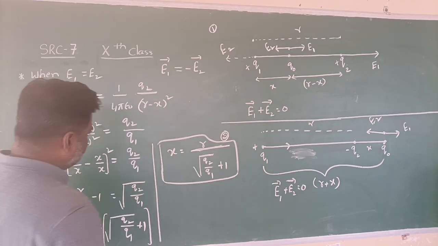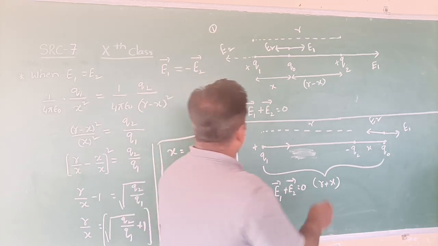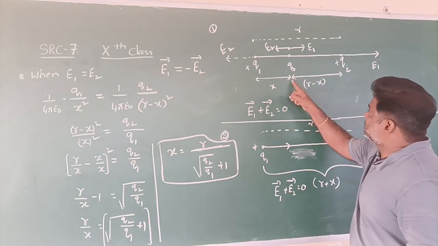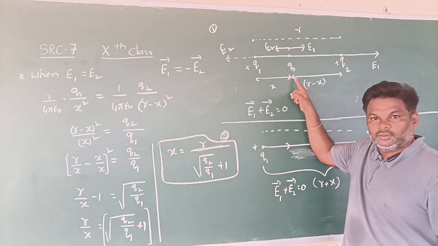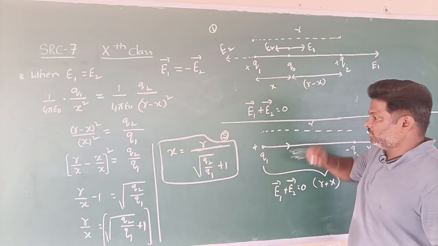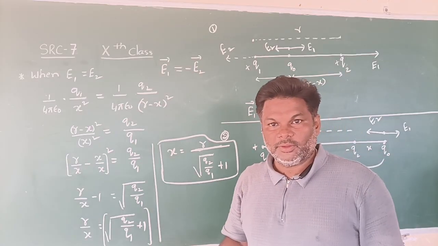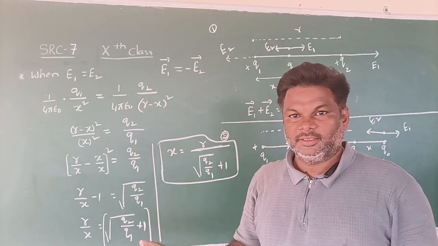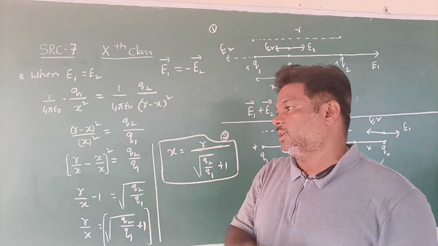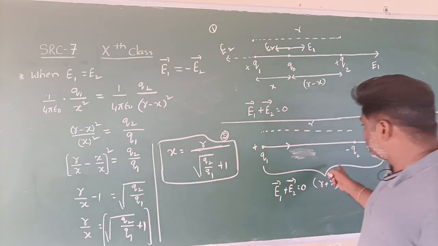Alright. Now this is the location of the null point. Look, this is the x distance from Q1 and r minus x distance from Q2. This will help you find the location of the null point when you are placing a charge between two charges. Okay. Now similarly you can calculate the other one.